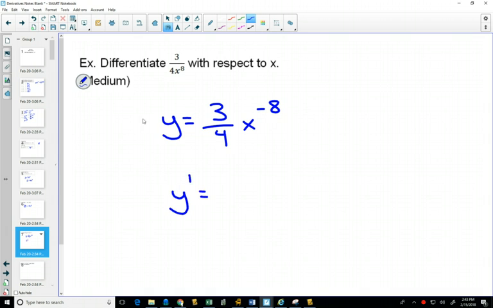That negative 8 can come out in front. Negative 8 times 3/4, negative 6. This is where you're going to make a mistake. You want to subtract 1 from the exponent, and you're going to be tempted to write 7, because 8 minus 1 is 7. But you have a negative 8. Subtracting 1 will get you to a negative 9. So that's a medium one.